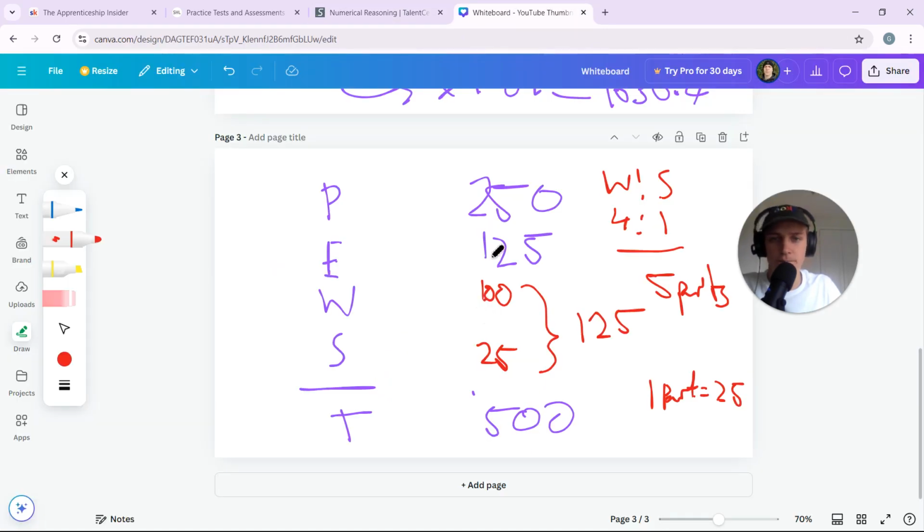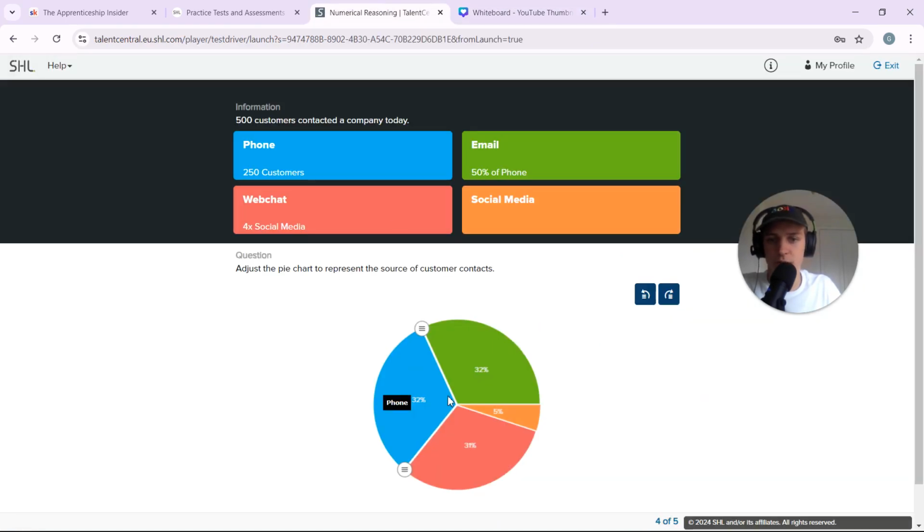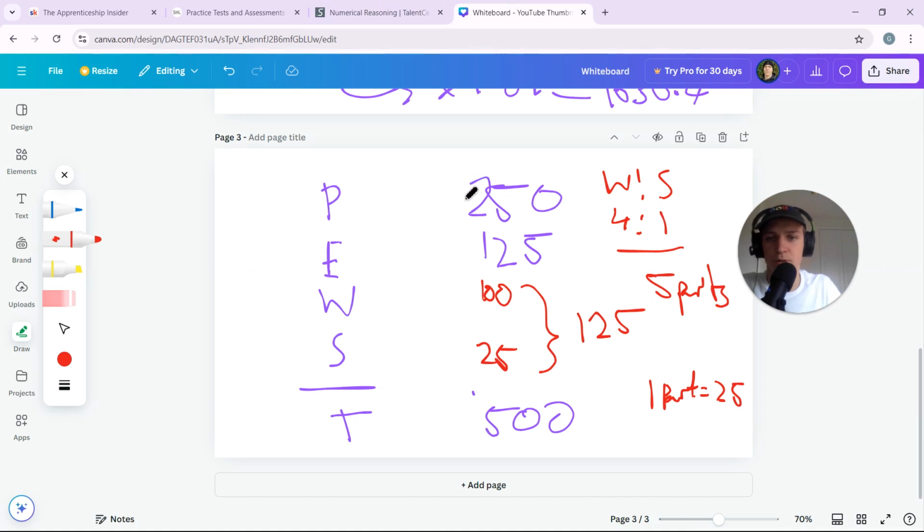So phone is 250, and it looks like with the pie chart we need to turn these into percentages. So the way you do it is 250 over 500 times 100, or 125 over 500 times 100. These are pretty simple numbers, so you'll probably be able to work them out in your head. So that one's 50%, that one is 25%, this one is 20%, that one is going to be 5%, and then we can add up just to make sure that they all add up to 100%. So 50, 75, 95, 100, yep, they all add up to 100, I'm done.